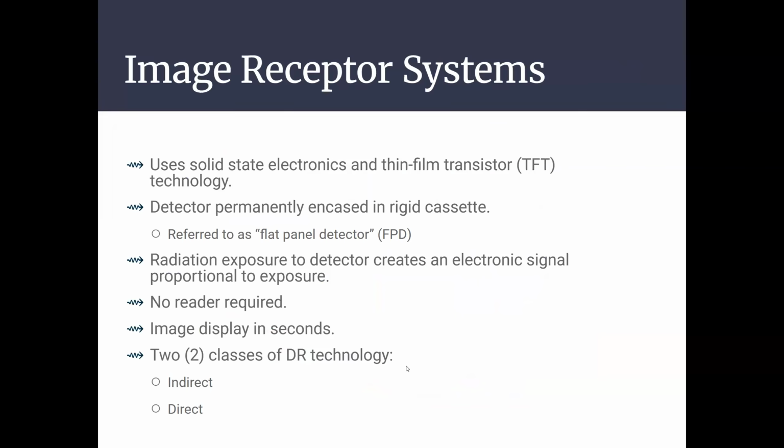The detector is permanently encased in a rigid cassette. It's called a flat panel detector. The radiation exposure to the detector creates an electronic signal proportional to the exposure, right? So we talked about what was happening in the body, attenuation. I want you to think about this very clearly. If you have high attenuation, that means no X-ray reaches the pixel. So it's got low signal. There's low exposure, low signal.